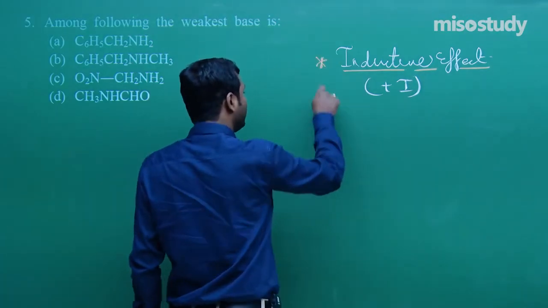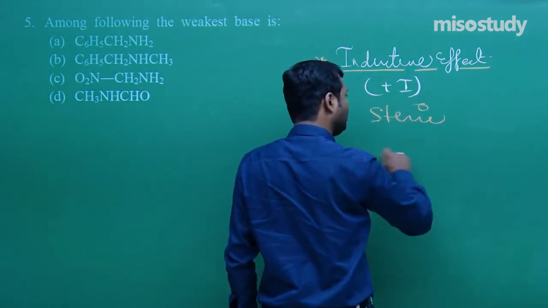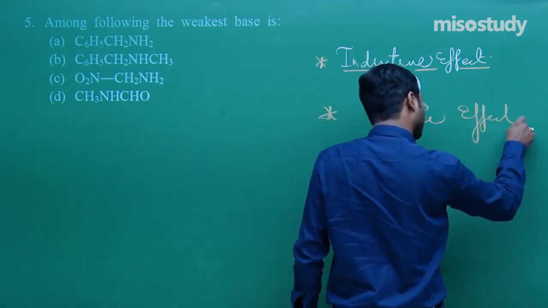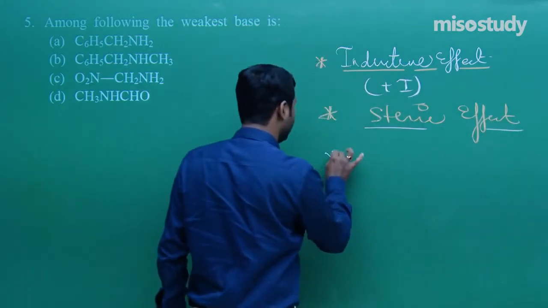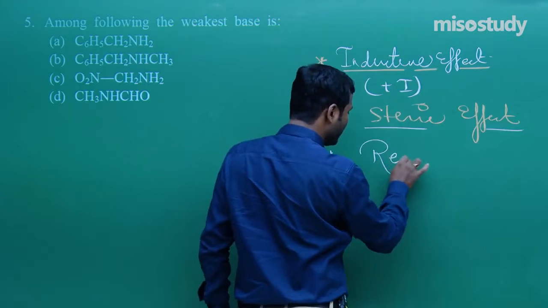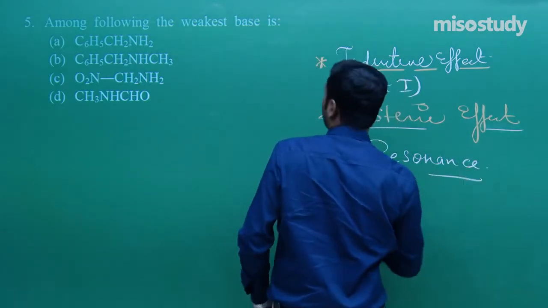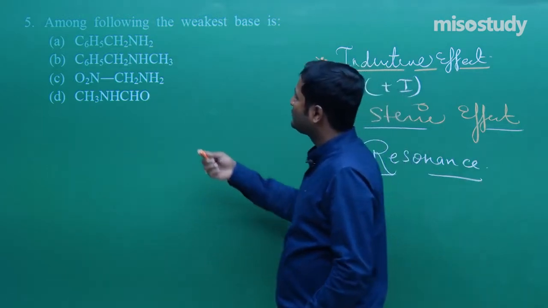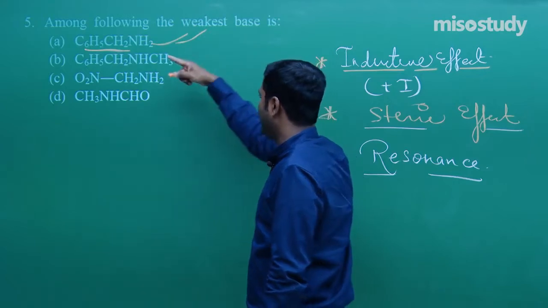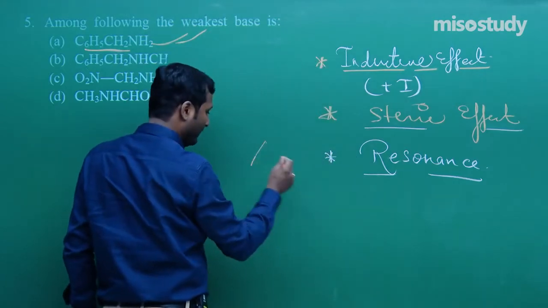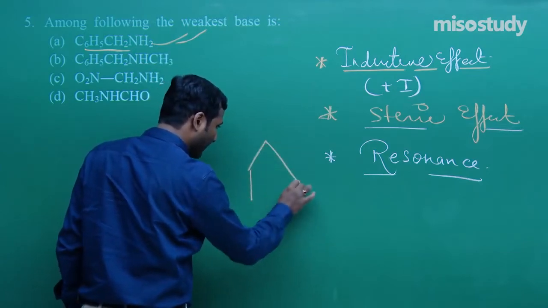Then the second one is steric hindrance, the steric effect. And the third one is generally the resonance. These are the factors. Now in the given question, look at what we have to observe. This one is C6H5CH2NH2. This one is also an aliphatic amine. This one is not aniline, friend.